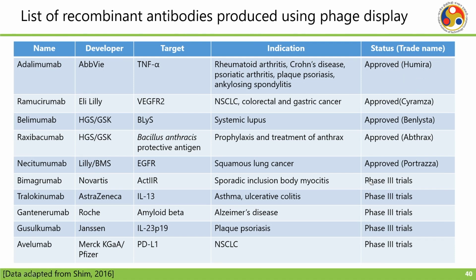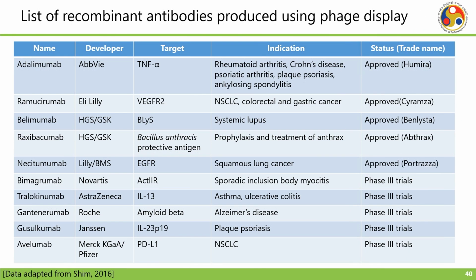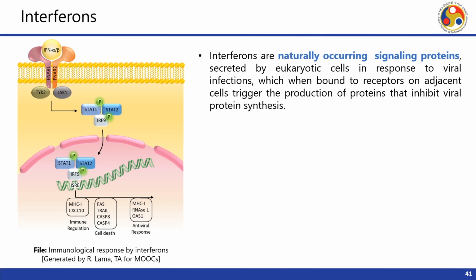So, this table you can go through, and you can see many such antibodies have been developed, whether it is against systemic lupus or squamous lung cancer, then asthma, then Alzheimer's disease, and also as a prophylaxis and treatment of anthrax, and some of them are already approved, while some of them were in phase 3 trials when this table was compiled.